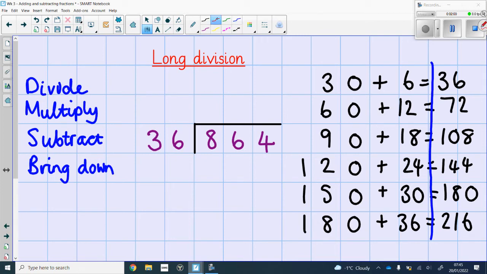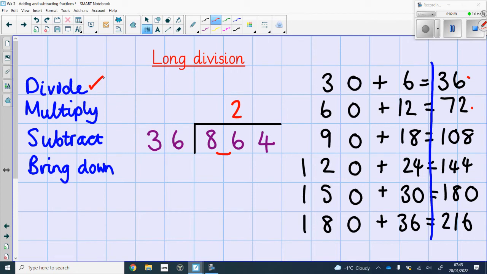So, let's look at the dividend. Our dividend is 864. So, 8 is not divisible by 36, leaving a whole number, an integer. So, we're going to move on to look at the 8 and the 6, the 86. 86 divided by 36. Let's have a look at our multiplication tables. 1, 2, and I can't go any further. So, I know that 86 divided by 36 is 2, which needs to go in our quotient. So, I've done my divide stage.